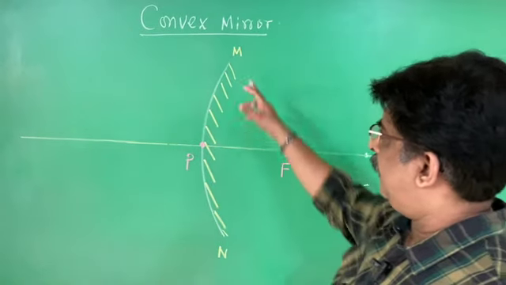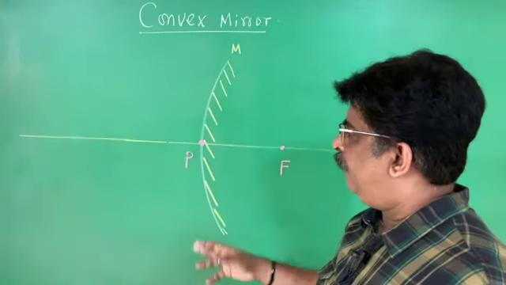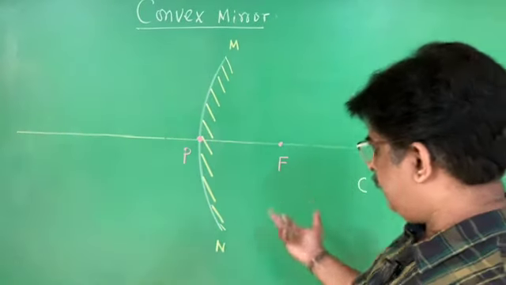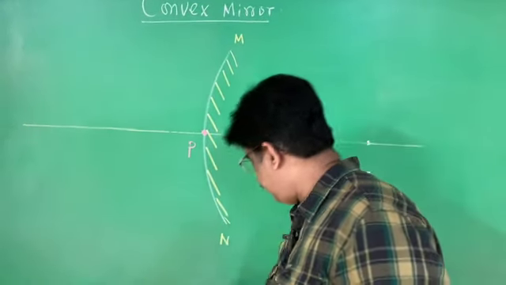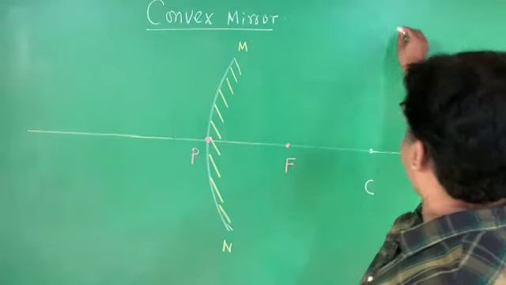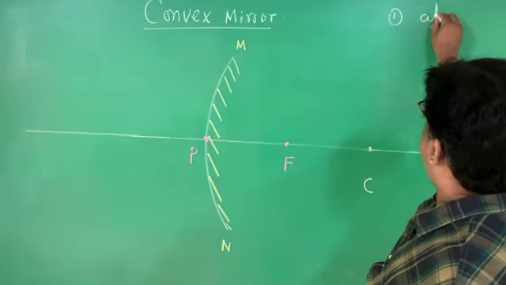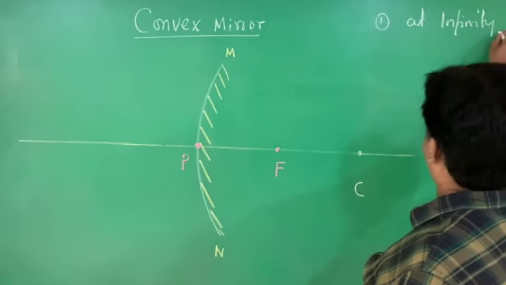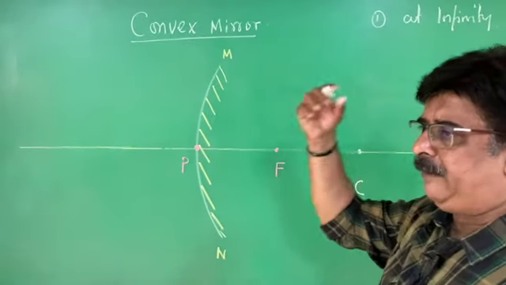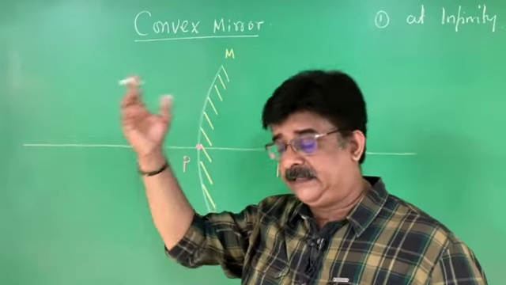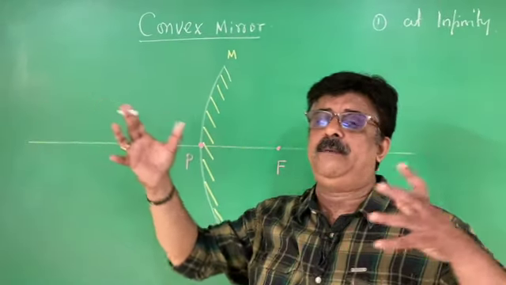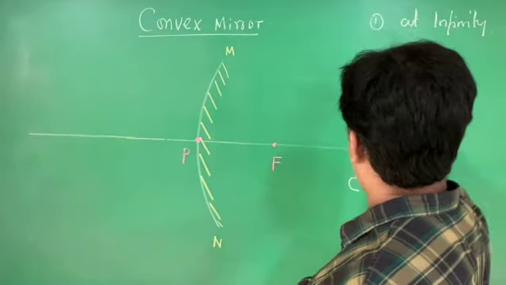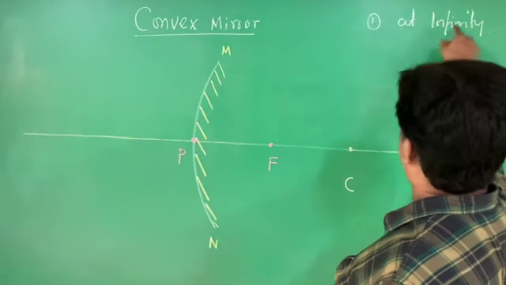And in the case of a convex mirror, which are the positions we can keep the object? The first position is at infinity. It is common for all spherical mirrors, because when the object is at infinite distance, we get a parallel beam of light to the principal axis. Therefore, the first position is at infinity.